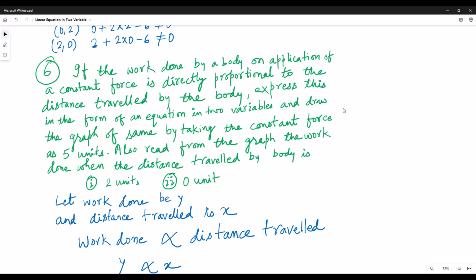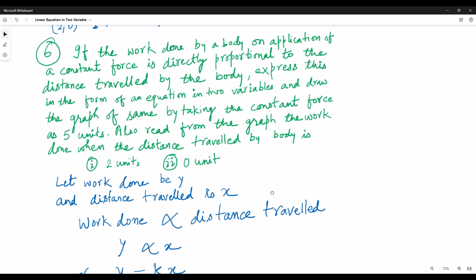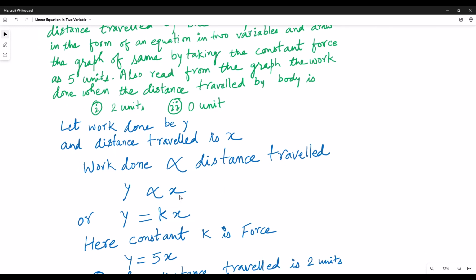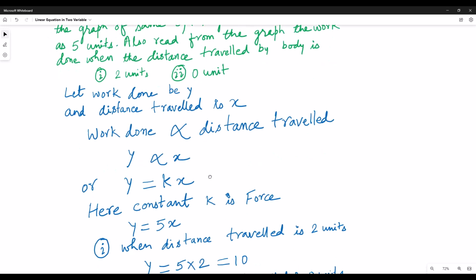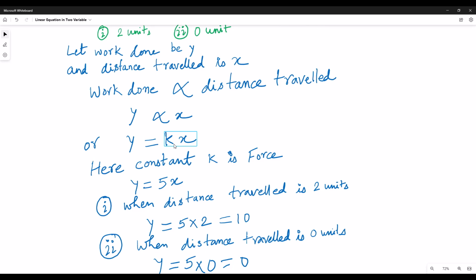The problem statement says that the work done by a body on application of a constant force is directly proportional to the distance traveled. So work done is directly proportional to distance. So y is directly proportional to x, so y equals kx, where k is the constant. By the definition of work, k is basically the force.